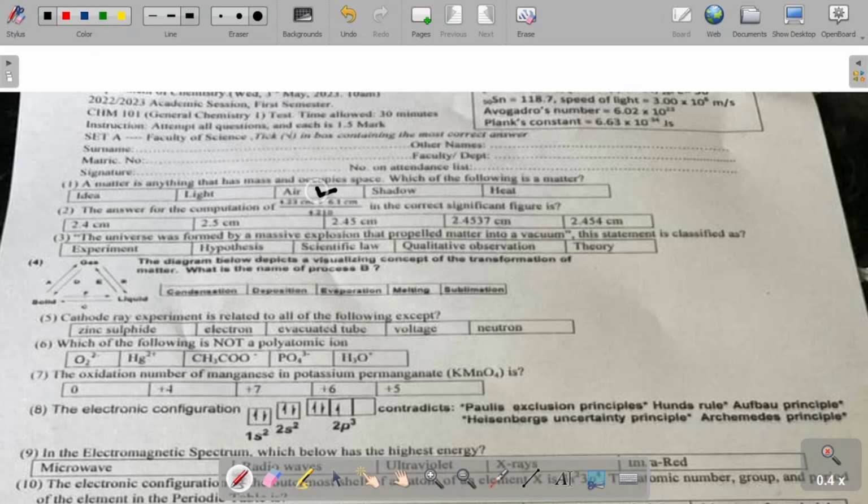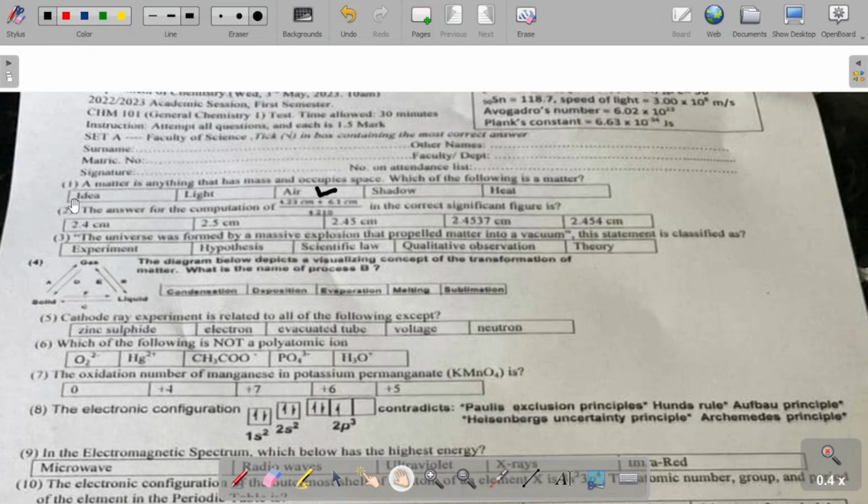So I'm going to tick good in air. So air is matter. Air has mass, and air also occupies space. So air is the answer. The other ones are not matter. An idea is not a matter. Neither is it light, shadow, nor heat.